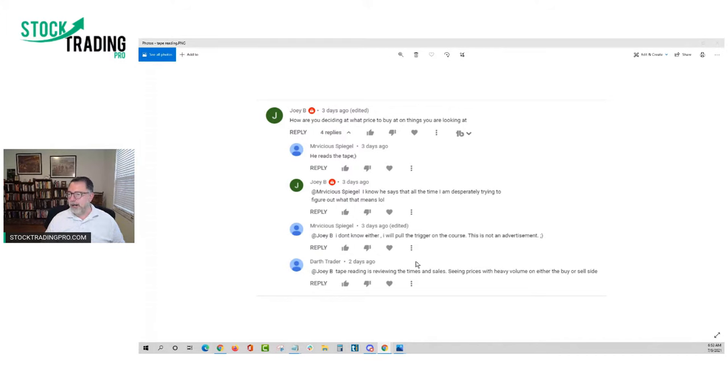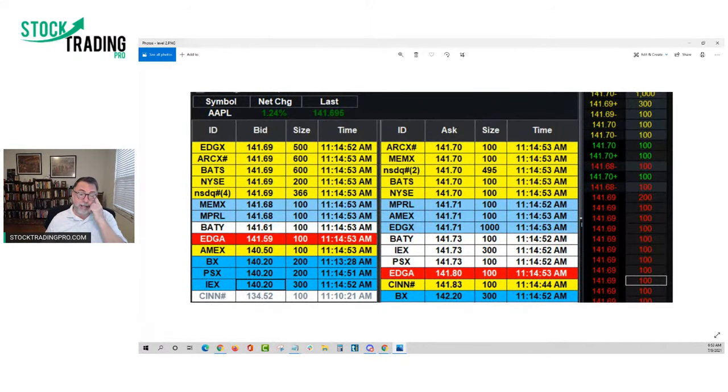We'll go all the way down to the bottom where Darth Trader says, tape reading is reviewing time and sales, watching the volume back and forth. He's correct. The way we're going to teach you to do it, though, is a little bit easier. This is what's known as a level two box. So this is actually what Darth Trader is talking about. And this is really going old school when you're trading off of a level two box. It absolutely, 100 percent can be done by watching level two.